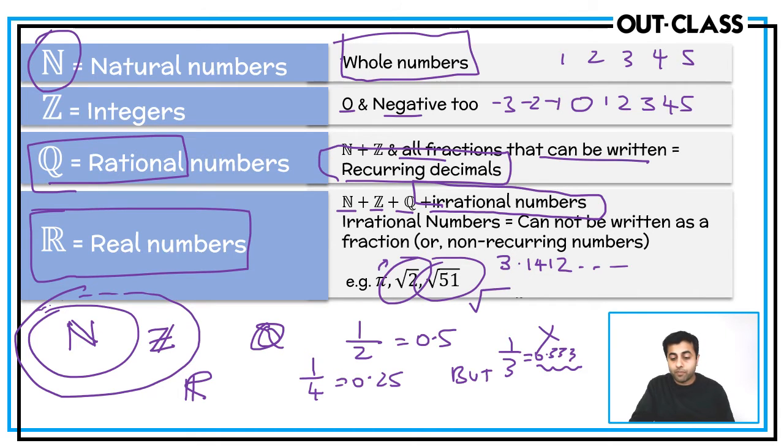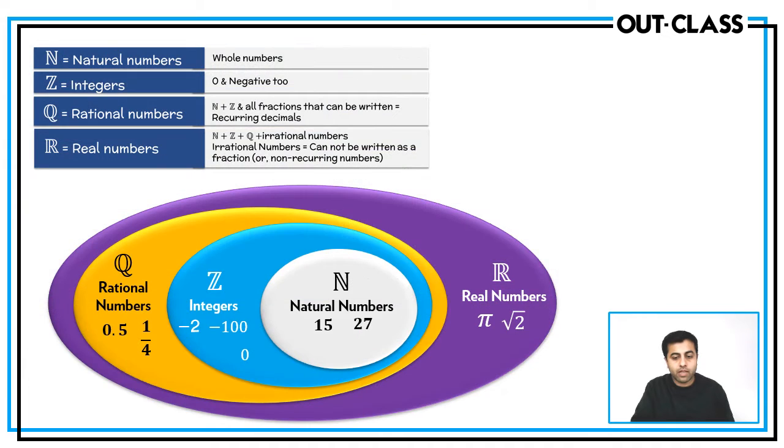So root 49 we know is 7. That's nice and neat. So that's rational, but root 51 you can't find. Try it on a calculator. It'll just give you an unending decimal. So how do I represent this? I represent it on the big scale that I was trying to draw.